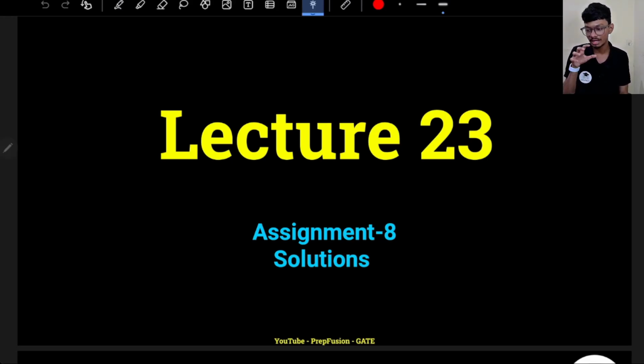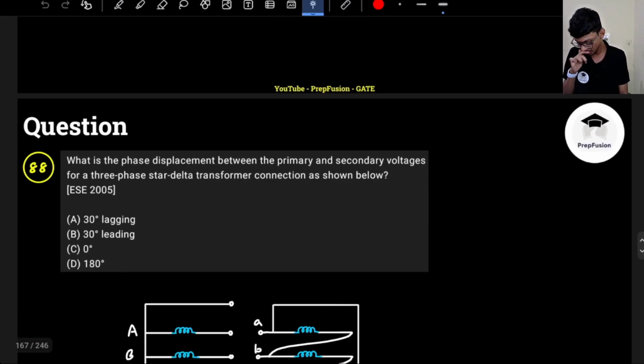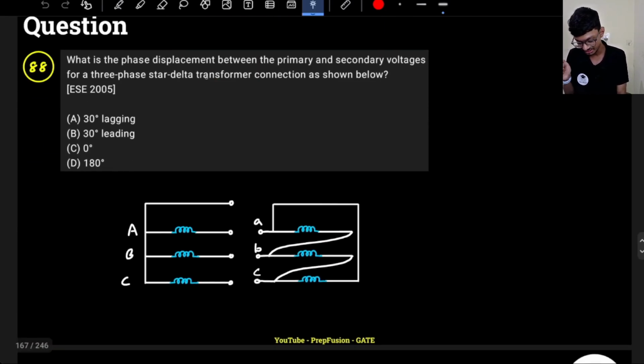Today we will do the assignment 8 solutions, that is the solutions of the three-phase transformers. So let's start with this one. What is the phase displacement between the primary and secondary voltage for this three-phase star to delta transformer?